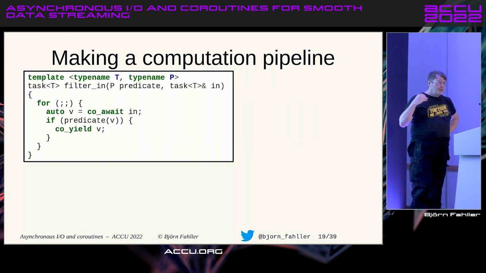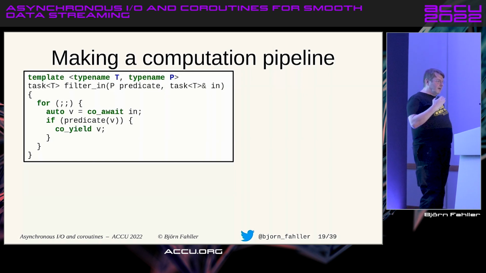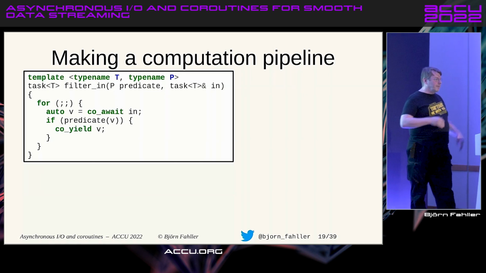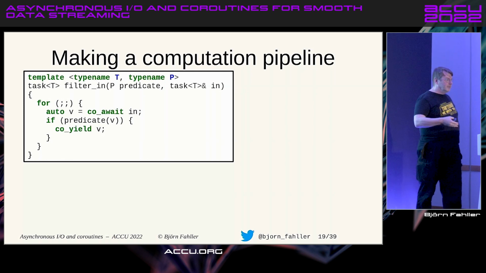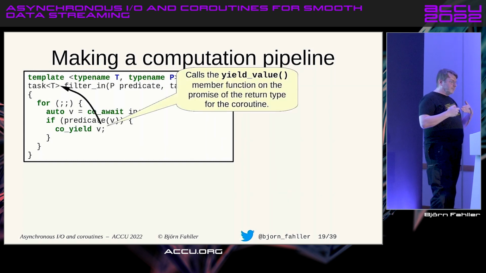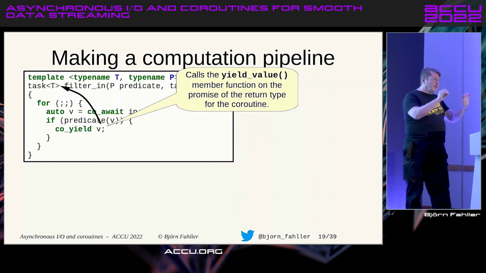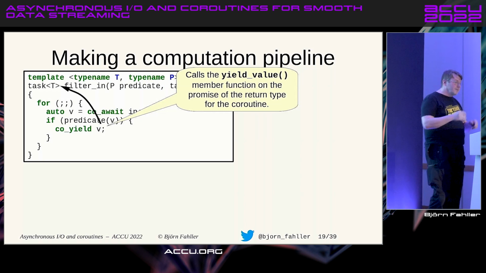So let's make a simple computation pipeline. A filter is good to have. Something that takes a predicate and some awaitable task. We're looping over values. When we find something we want, we co-yield it. So co-yield calls the yield value member function of the promise of the return type from this function.